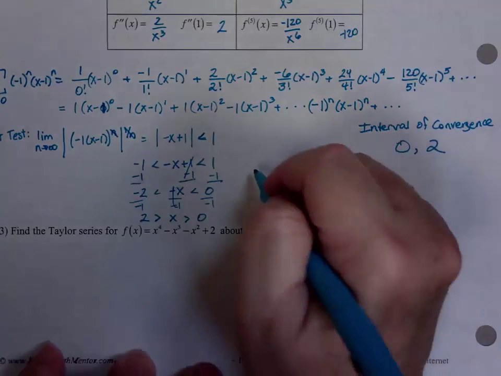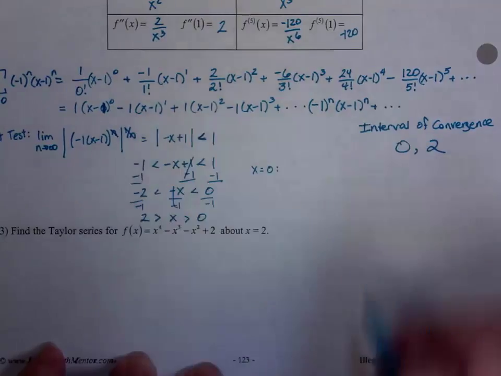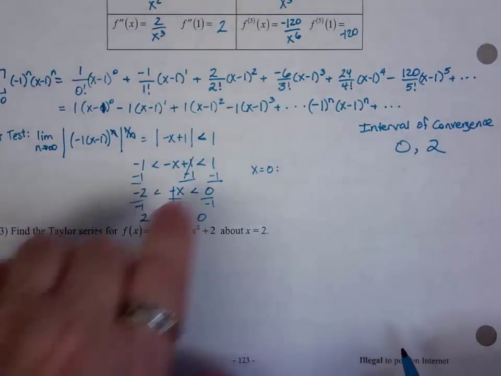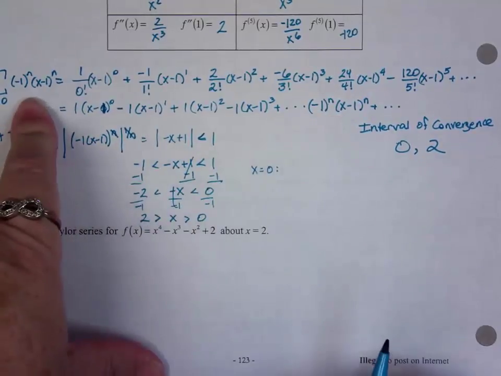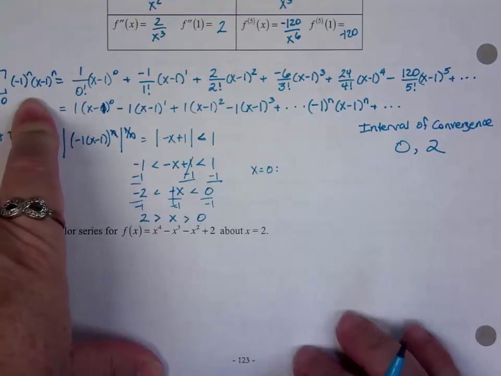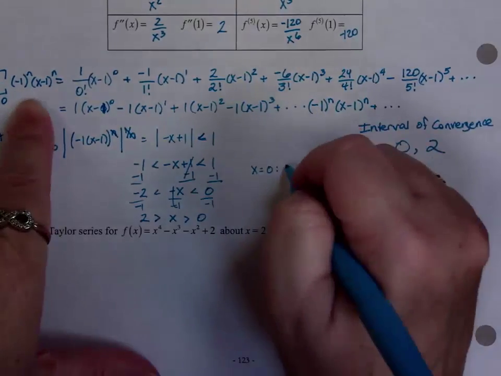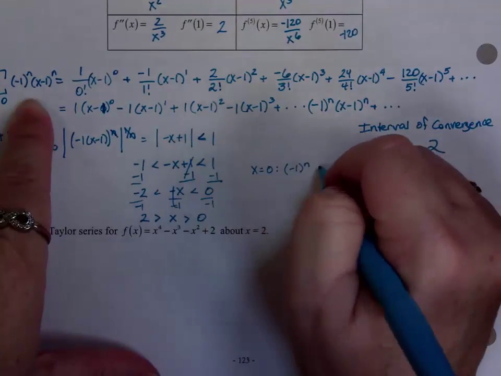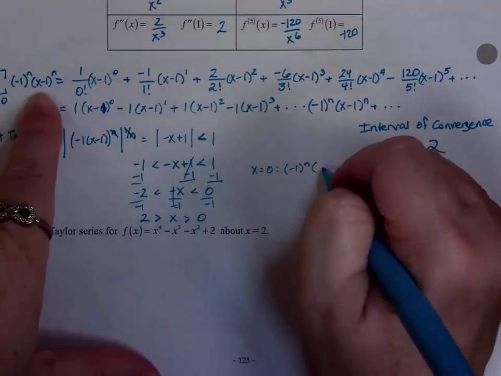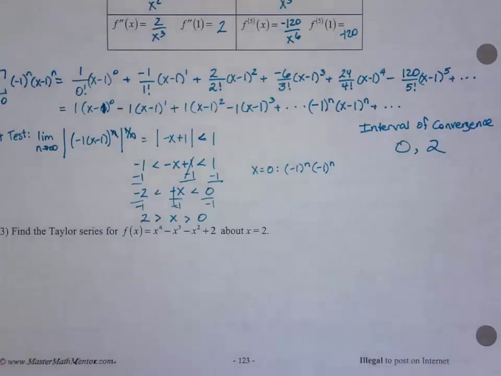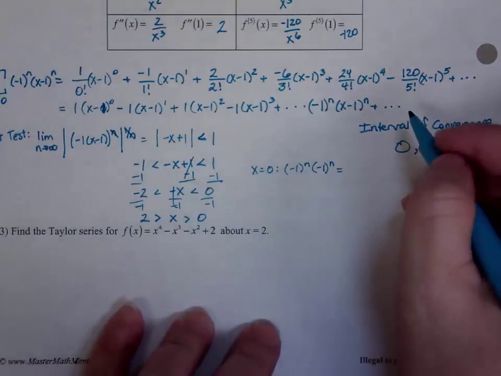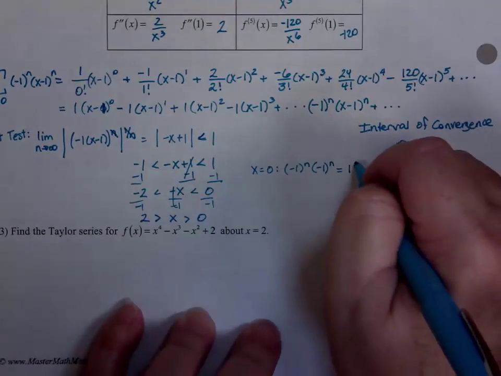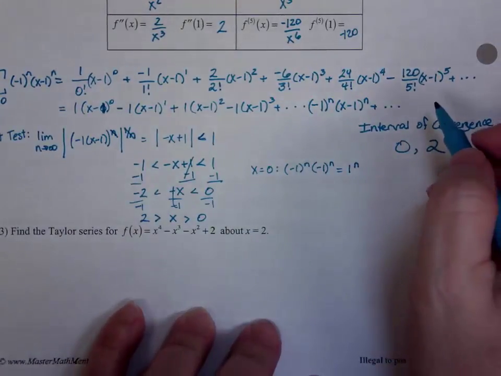So at x equals 0, that means we go back to the nth term that we created, either here or over here, and we plug in 0 for x. So that means this will be -1 to the n and -1 to the n again. Did y'all follow that? And if you put them into the same parentheses with the same n, that's going to clean up to be +1 to the n. Do you agree with that?